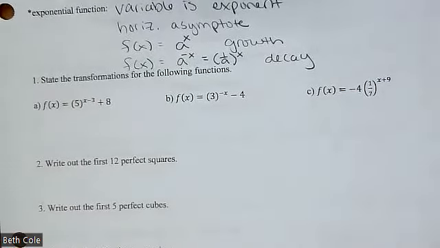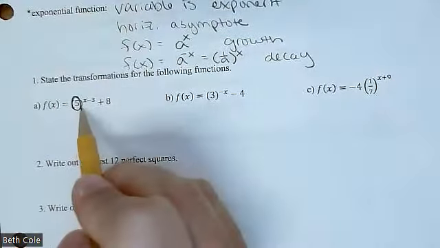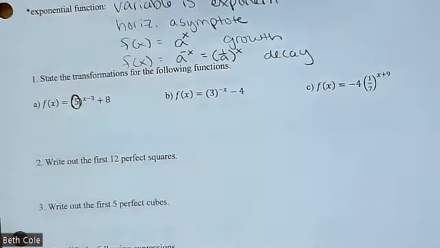So we're going to practice stating the transformation. You have done this before. This is review. Here's the only thing you need to know: the base number doesn't cause a transformation. It's kind of just there. When you look at letter A, the base number is 5. Do you see how it's 5 to the power of all this? The 5 doesn't do a transformation. It's kind of just there.